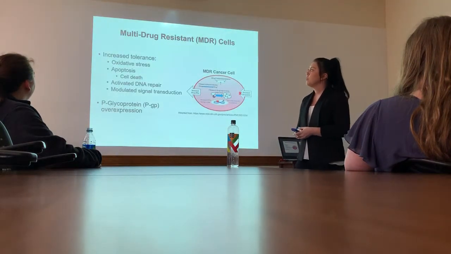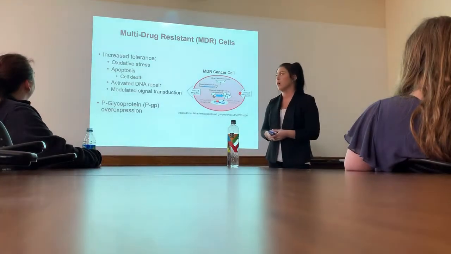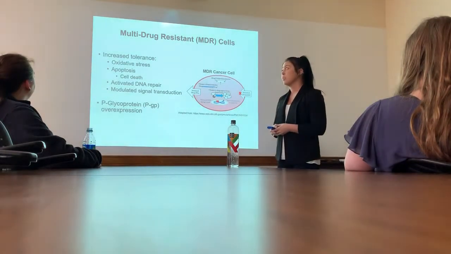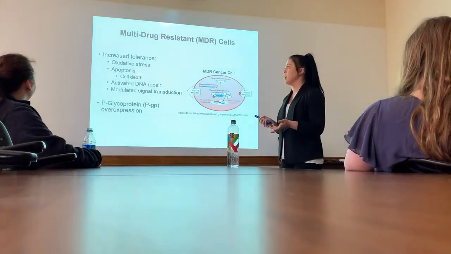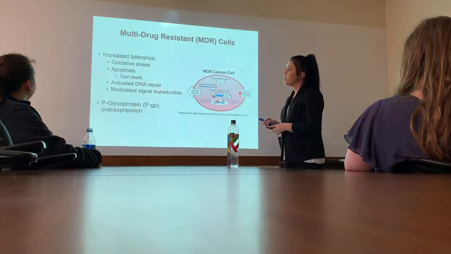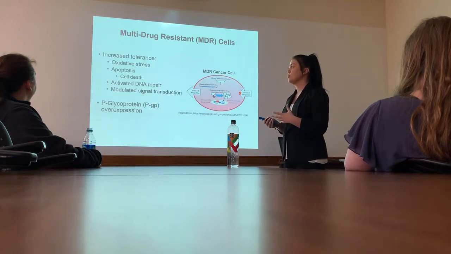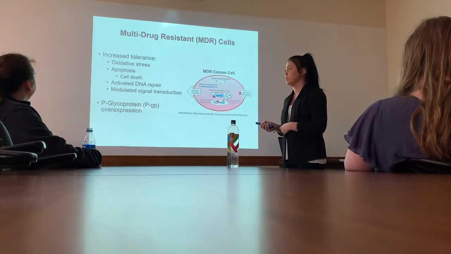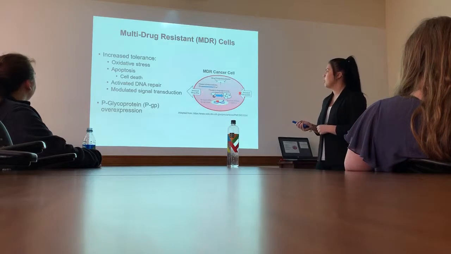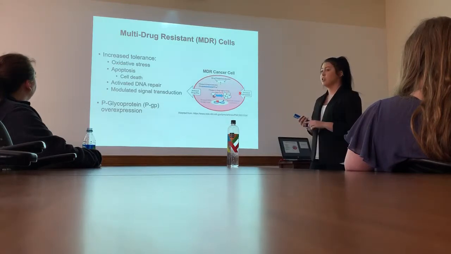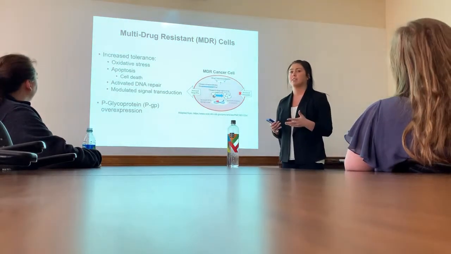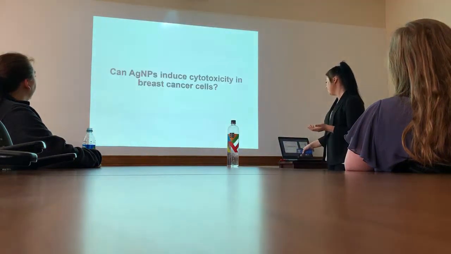Next, I want to cover what multi-drug resistant or MDR cells are. They have an increased tolerance of oxidative stress, apoptosis, which we should know is cell death, activated DNA repair, and also modulated signal transduction. And there is an increase, especially when P-glycoprotein is overexpressed. This figure is showing that depending on whether the cells are multi-drug resistant, there can be different targets, and the cells can have a different effect on that molecule.